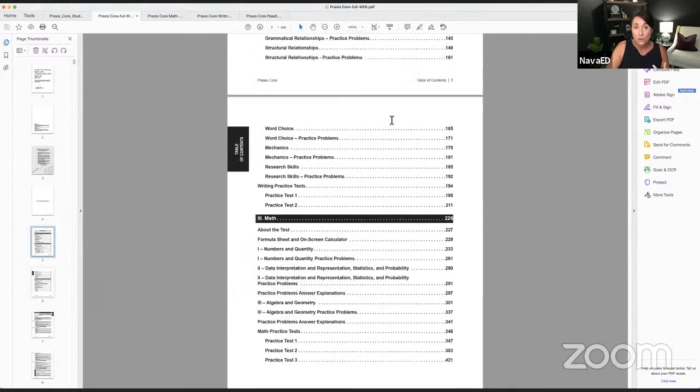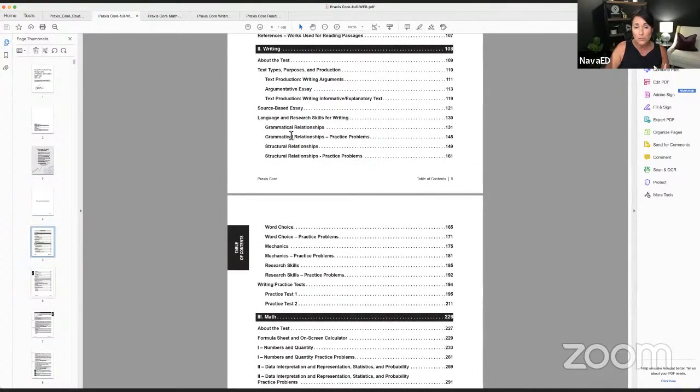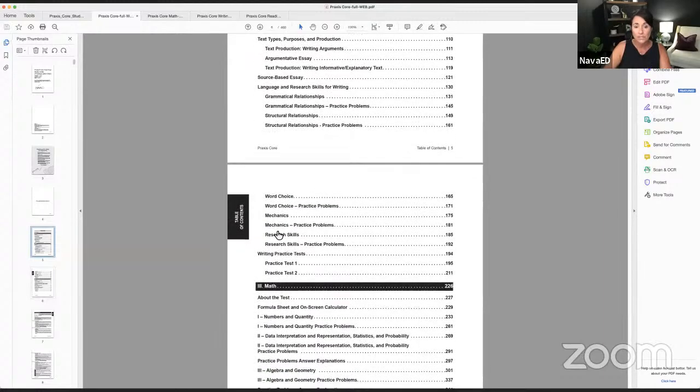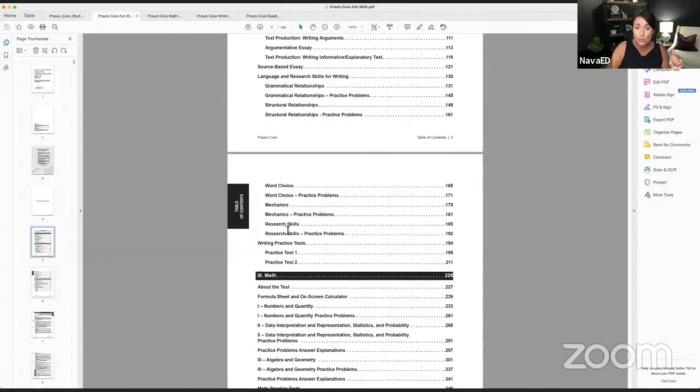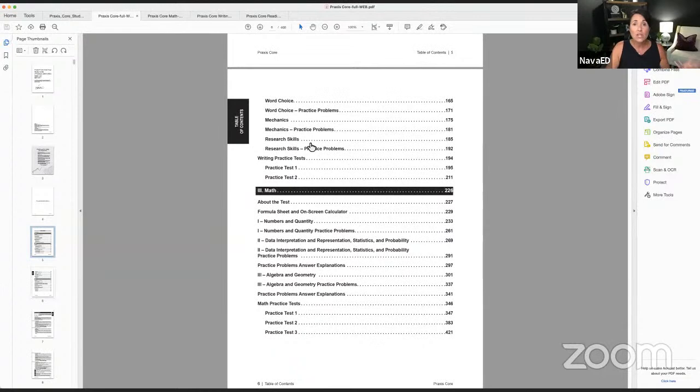The same goes for writing. In the multiple choice section, look here, we have grammatical relationships, and then we have practice problems just for grammatical relationships. Then structural, just problems for structural, then word choice, mechanics, and then research skills, all the same thing, practice problems that are just for that. And then we have 2 full practice tests here. So you're talking hundreds of practice problems, all right?